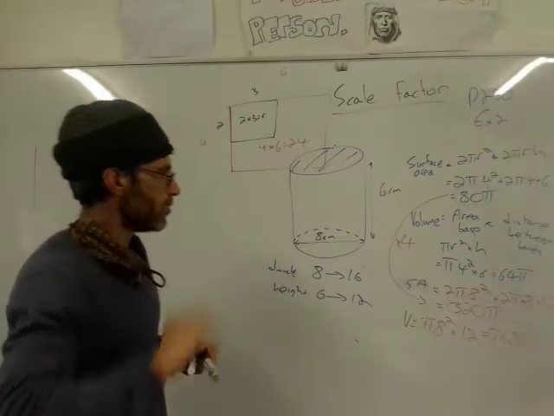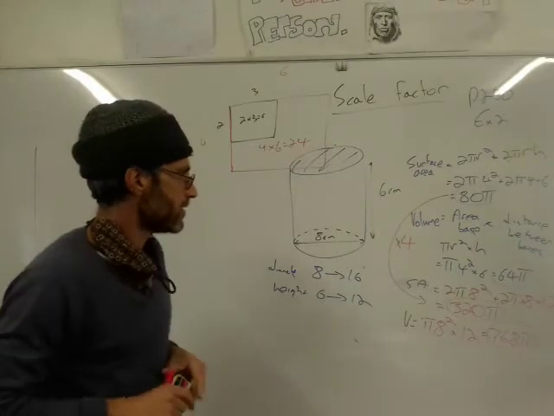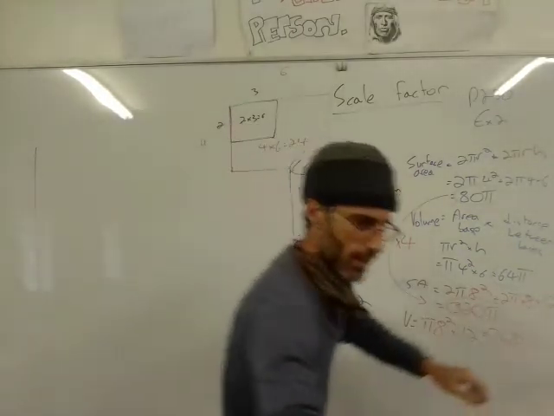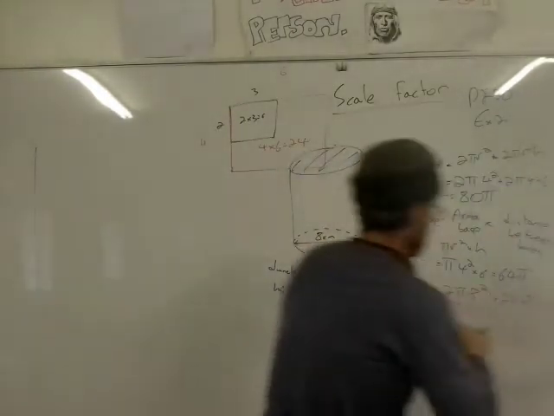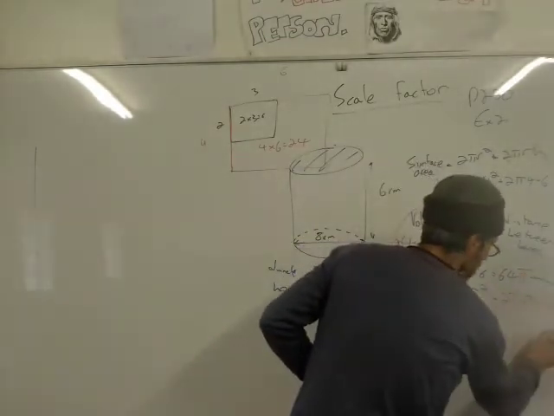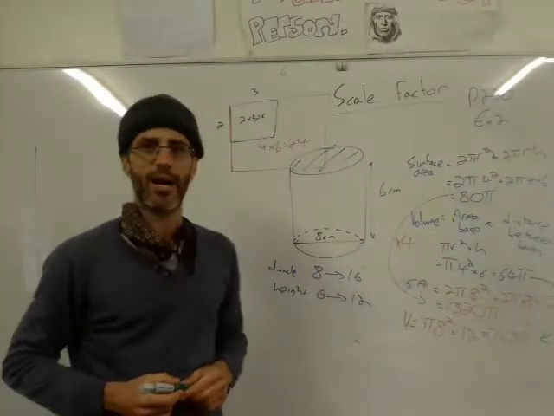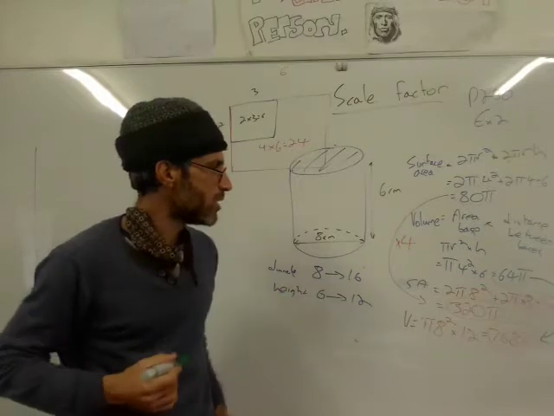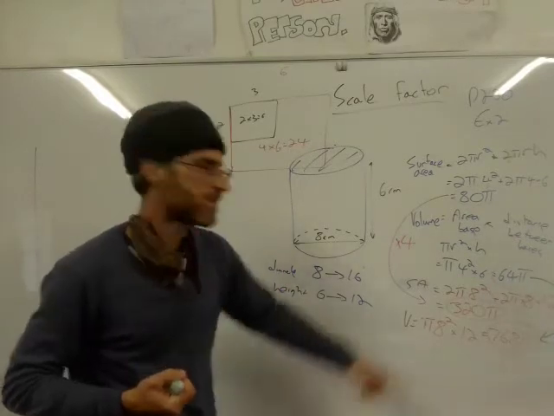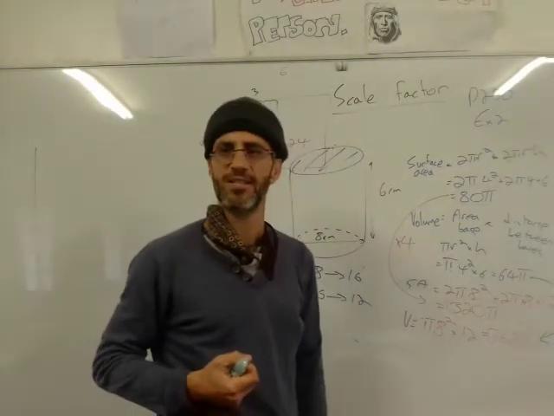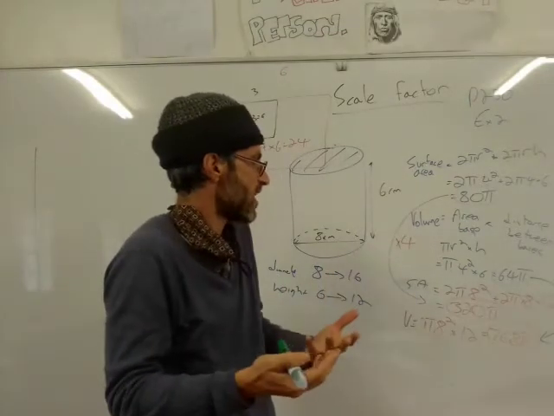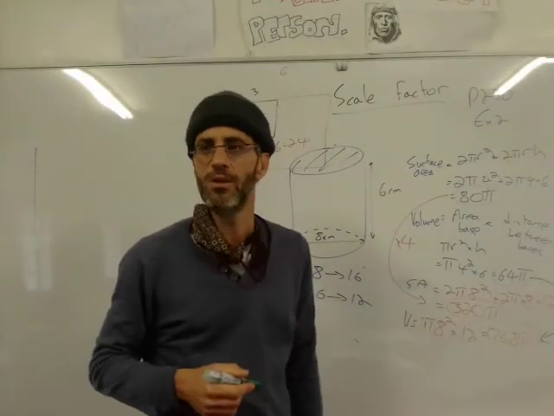So doubling the dimension quadruples the area. Now we'll take that into later. Let's look now at the volume. We went from 64 pi to 768 pi. How much times did we do it? Use your calculator. How much is 64 to 768? So do basic 768 divided by 64.